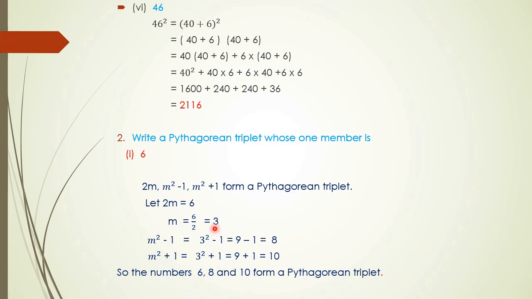And never write 3 in the answer because 3 is m. Our answer, the Pythagorean triplet, is 2m, m square minus 1 and m square plus 1. So don't make the mistake of writing the m value in the answer. In place of 2m we have to write the given number, and then m square minus 1 and m square plus 1 values. So the answer is 6, 8 and 10 form a Pythagorean triplet. Okay children.